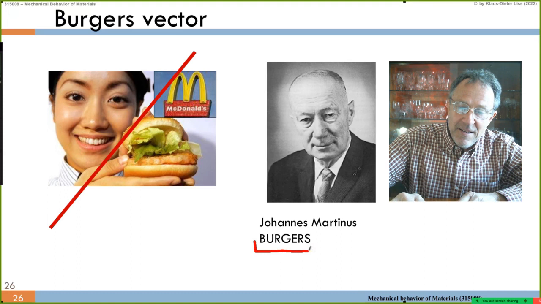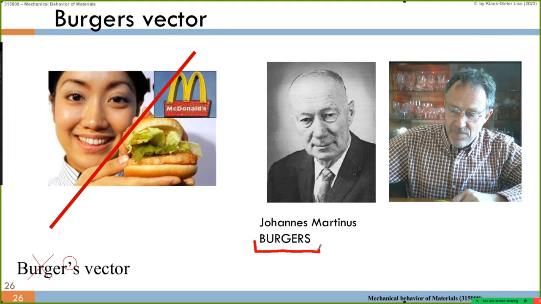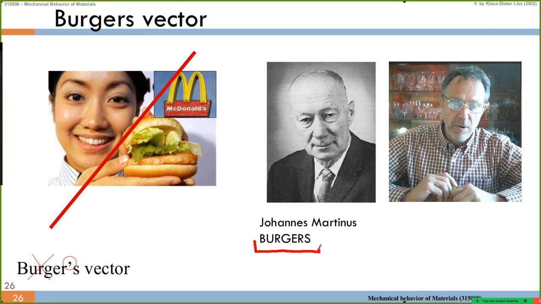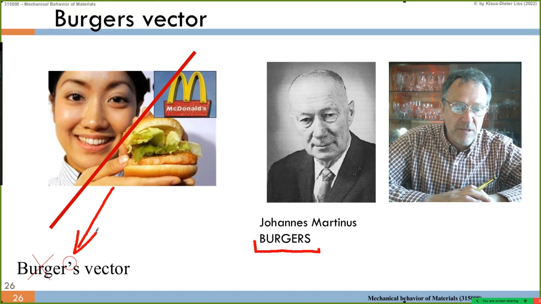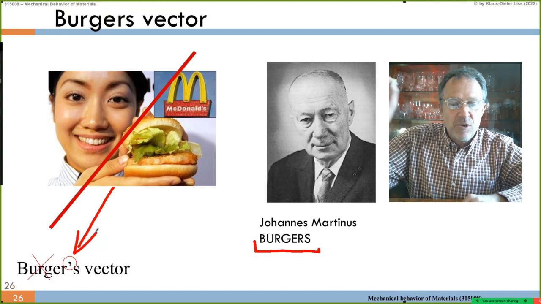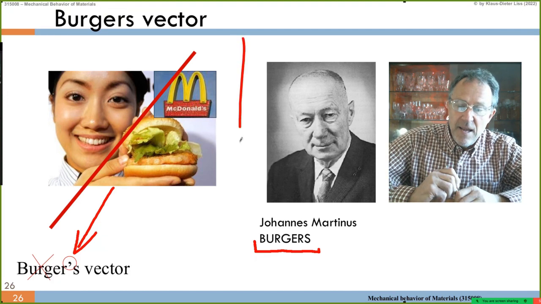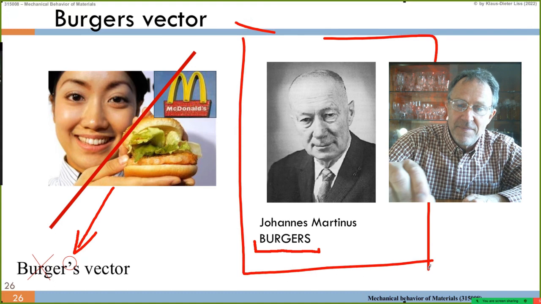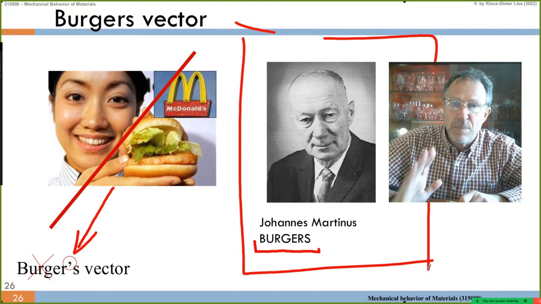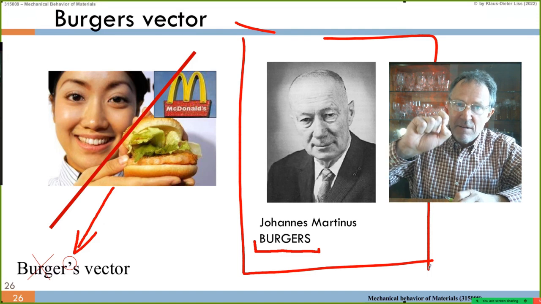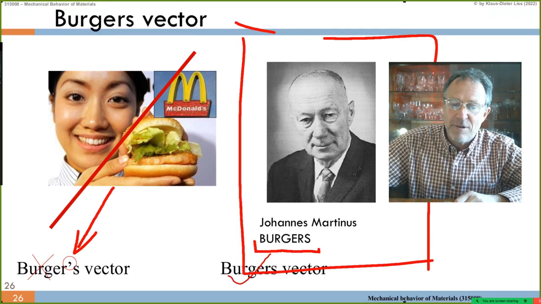It's not this burger. It's this Burgers. So this is Johannes Martinus Burgers, or Jan Burgers. You spell it like this, B-U-R-G-E-R-S. In contrast to this burger. If you have a burger from the fast food, it's a burger, and then apostrophe s vector. This is not the case. It's the case of this guy. So be aware how you spell it. The s is part of the word. It's not part of the apostrophe.